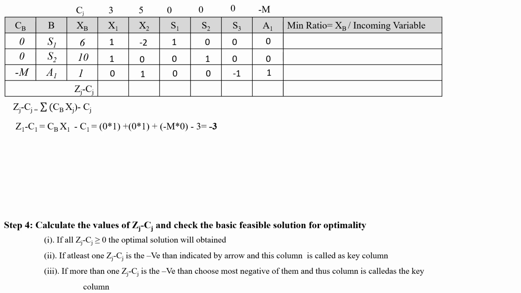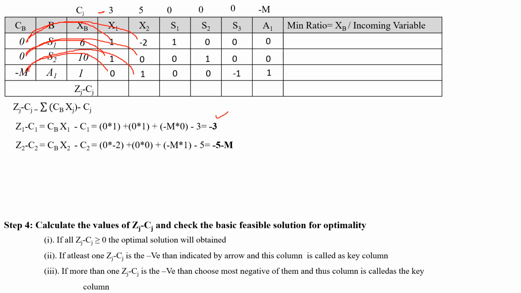This value equals 0 into 1 plus 0 into 1 plus minus M into 0 minus 3, which is equal to minus 3. Next Z2 minus C2 for the x2 column, that is 0 into minus 2 plus 0 into 0 plus minus M into 1 minus 5, which is equal to minus 5 minus M.